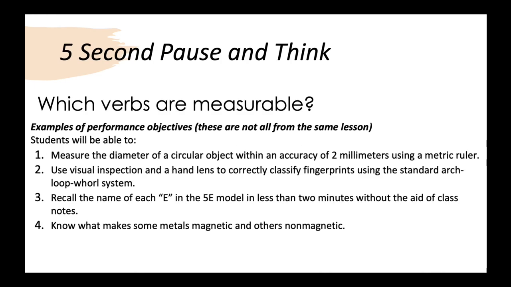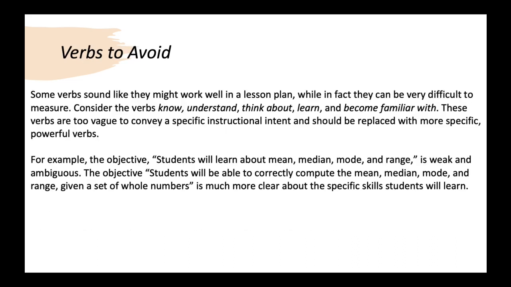Take a moment to look at the same performance objectives again, look at the verbs, and decide which ones have verbs that are measurable and which ones have verbs that you think are not measurable. Take 5 seconds. If you guessed that the first 3 were measurable, you were right. Measure, use, and recall are all actions that you can observe a student doing. You might observe by seeing or by hearing, but know is not a measurable action verb.